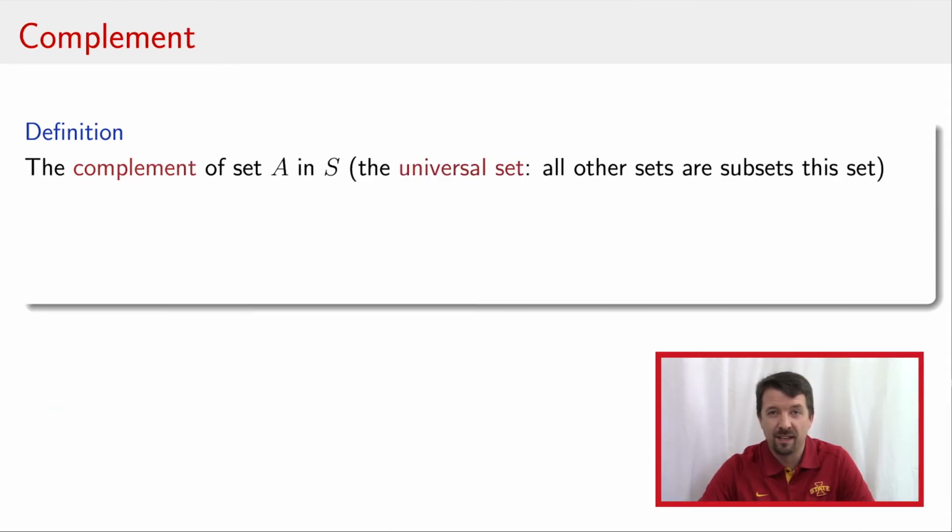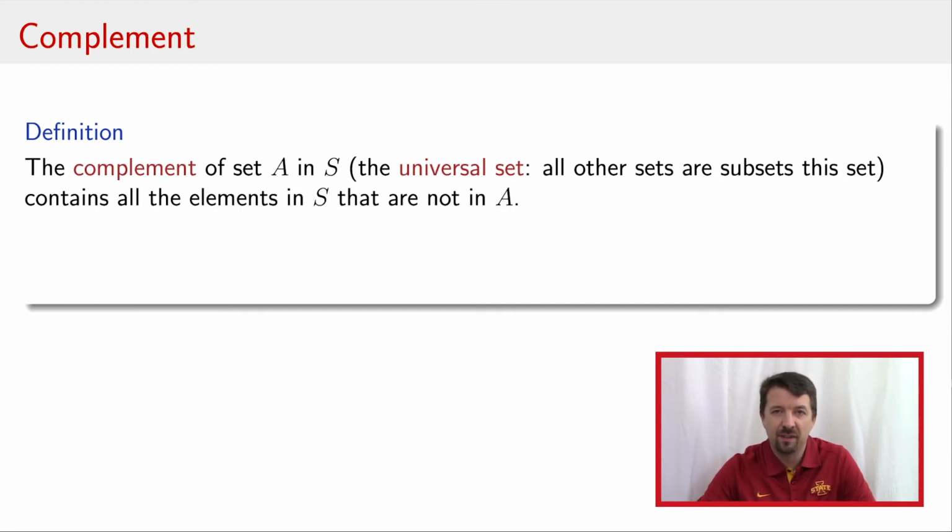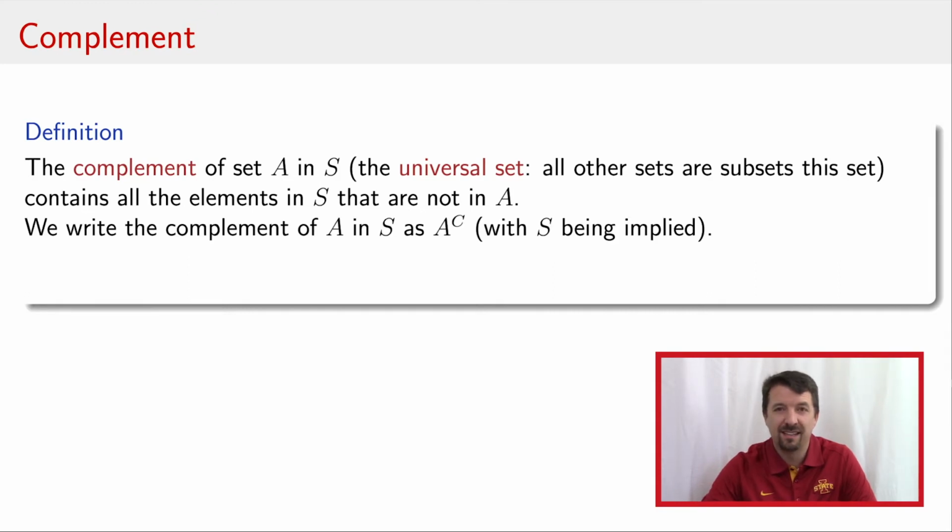We know right away that A is a subset of S. All right, so the complement is all the elements that are in that universal set, but that are not in the set you're taking the complement of, in this case A. We write that as A with a superscript C, A complement. And typically, in most problems, this universal set S will just be implied.